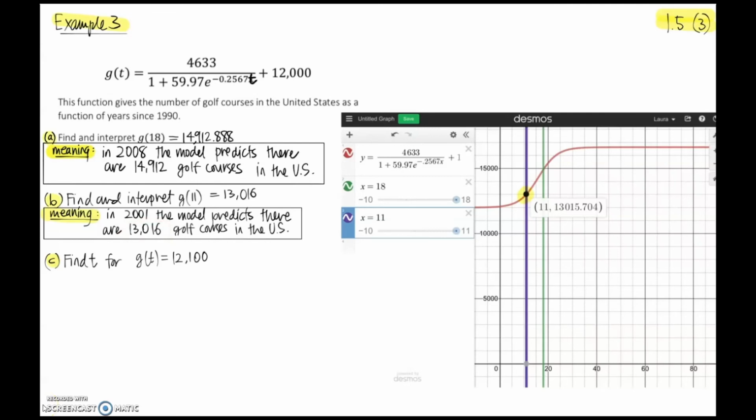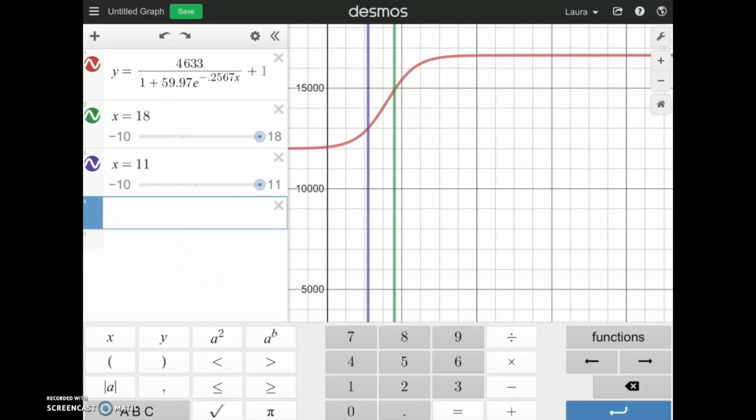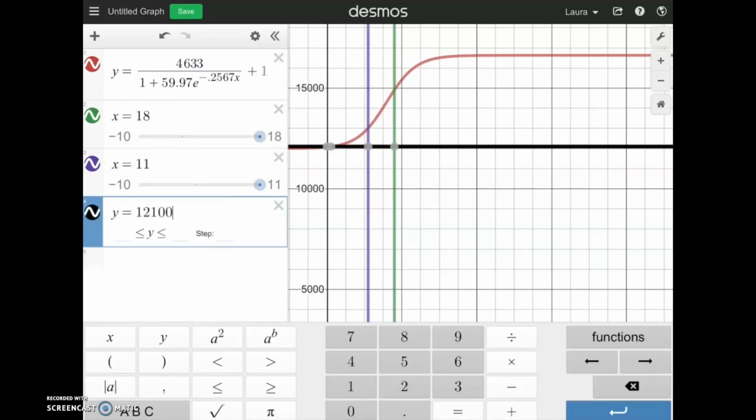Okay, last question. Find t for when G of t equals 12,100. So this time we're looking for the input value and they give us the output value. So we're going to use Desmos again. This time as we use Desmos, it's the output that we know. So in Desmos, the output is y. So it's the y value that we know, that it's 12,100.